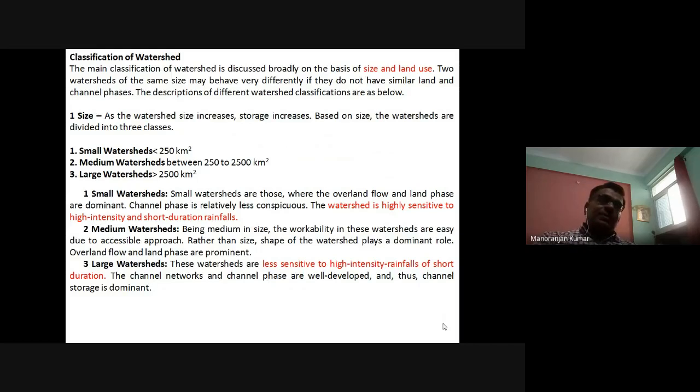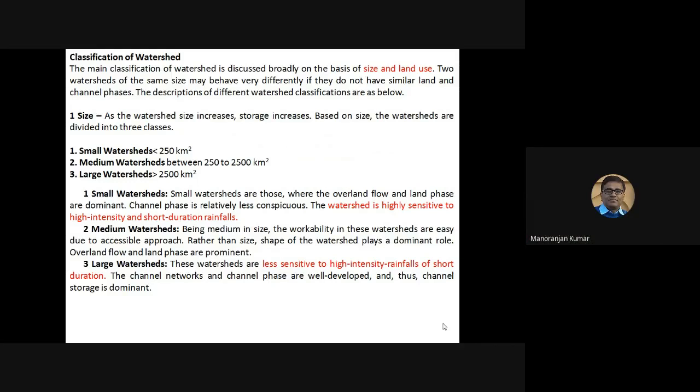The second type is the medium watershed. Its area lies between 250 and 2500 square kilometers. In this type of watershed, work is easy due to accessibility. Here the shape of the watershed plays a dominant role. In this case, the overland flow and land phase are dominant. The channel phase is not so dominant.